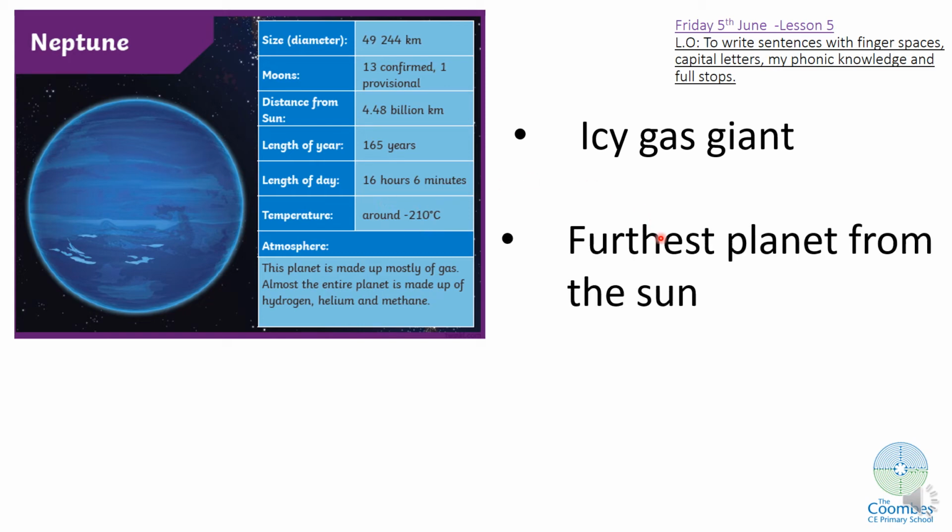It is the furthest planet from the Sun. So if we were to think about all the planets, this is the one that is the furthest away from the Sun.